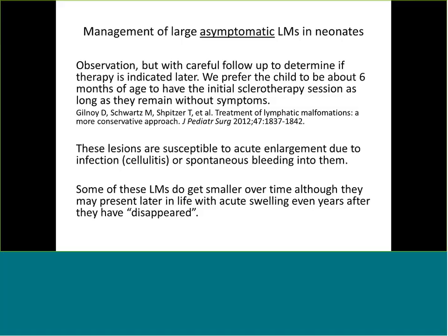When the babies are born, usually these things are floppy, they're soft, they're not causing the kid any problem, they're not having any trouble eating. But we always tell the parents that they may acutely get larger and they may acutely get tender. And that's generally due to either cellulitis, which actually is less common, or spontaneous bleed into them. So frequently we'll see them in the vascular anomalies clinic, and they'll be a month old or 6 weeks old, and we'll say, we're going to watch this. Don't freak out about it.